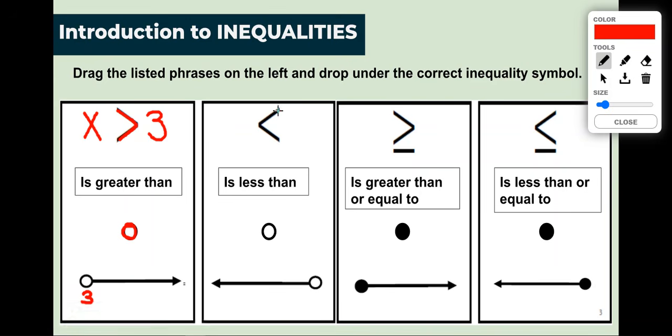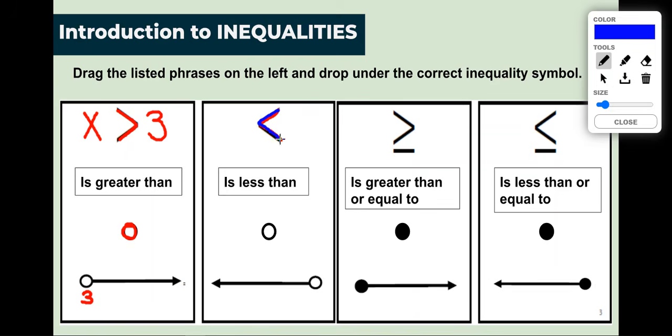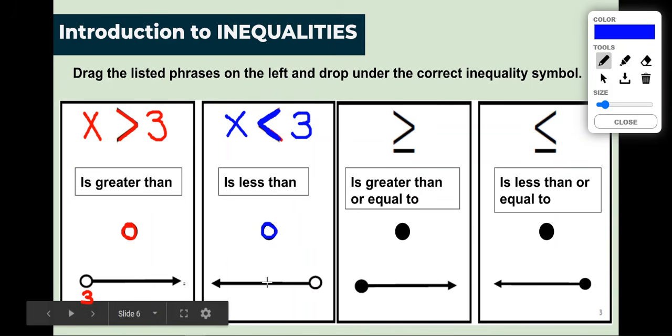The next symbol, which is the same symbol backwards, is less than. Okay, so a less than symbol means that whatever our value is going to be below 3. Both the greater than and less than have open circles when they're graphed, because both of them go up to but don't include that value. So as you can see, this graph includes all the numbers above 3 on the number line, and this graph includes all the numbers below 3 on the number line.